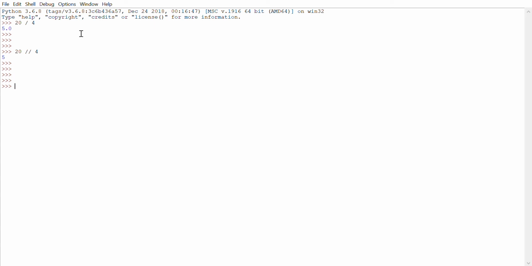Now next, when I try to divide 13 by 5 using a single slash operator, I get 2.6 as an output. Whereas when I divide 13 by 5 using a double slash operator, I get 2 as the output.